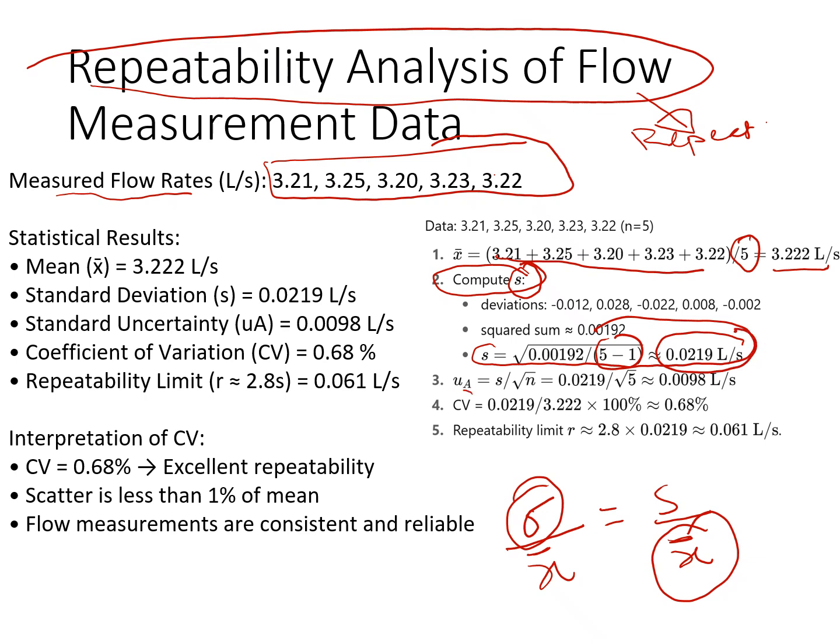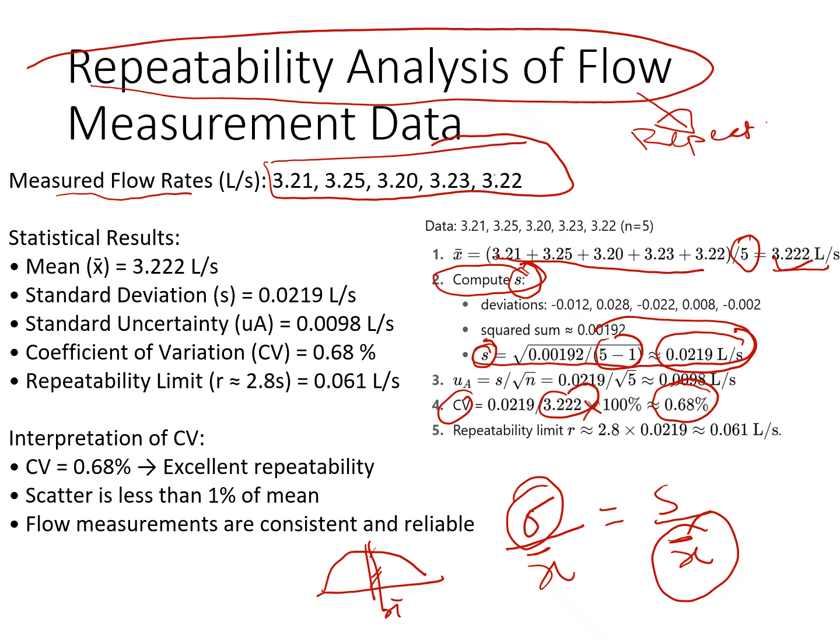And in order to find the coefficient of variation, you take this standard deviation of the sample and divide by the mean, and if you multiply it by 100, it gives you a percentage. So the variation is just 0.68%. That means it's a very small variation relative to the mean. So you could say that the data you have is highly repeatable.